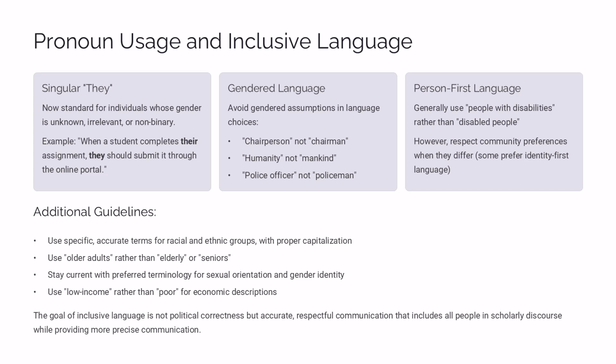The singular they has become standard in academic writing for referring to individuals whose gender is unknown, irrelevant, or non-binary. This usage reflects both linguistic evolution and respect for diverse gender identities. Instead of the awkward he or she construction, use they naturally. When a student completes their assignment, they should submit it through the online portal.